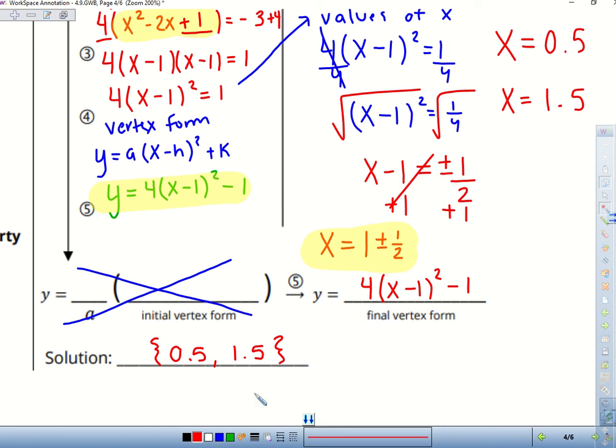Like 0.25 or 0.5 or something like that. Those are terminating. If it's like in the calculator, like 0.333 repeating, leave it as a fraction. Okay?